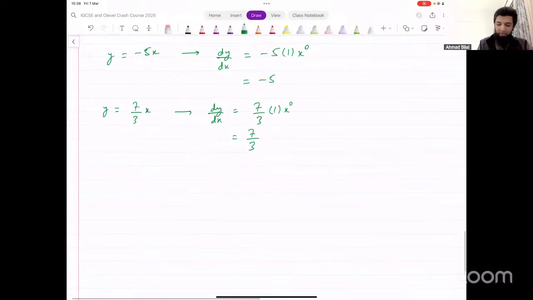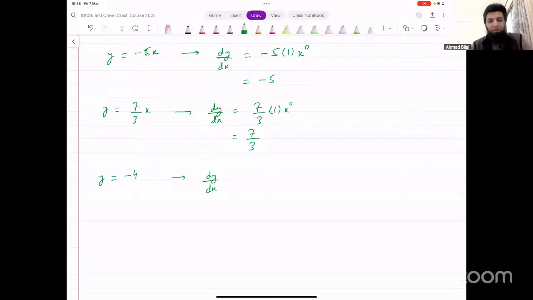Okay. And then what if you have y equal to some constant? Let's say y equals minus 4. What about the derivative of this function? How do you think about this now? Minus 4. Now, minus 4 is just a constant. Do we have any x here? There's no x involved here. So can we say it's x power 0, right? If there's no x, that means it's x power 0 essentially.